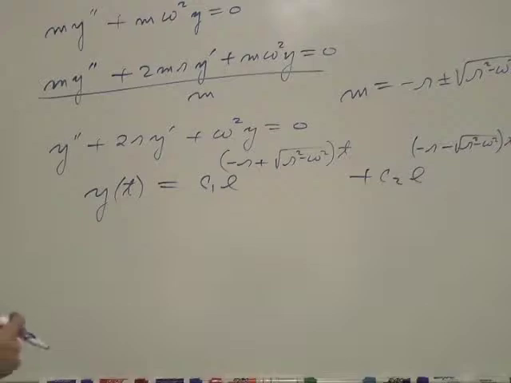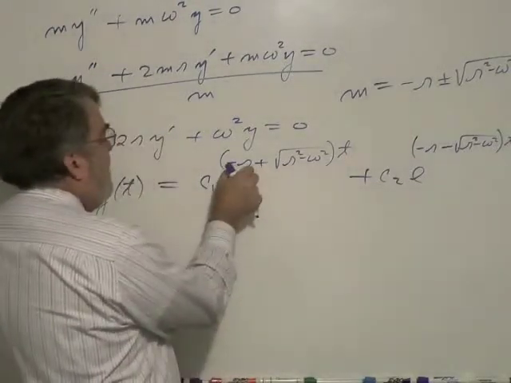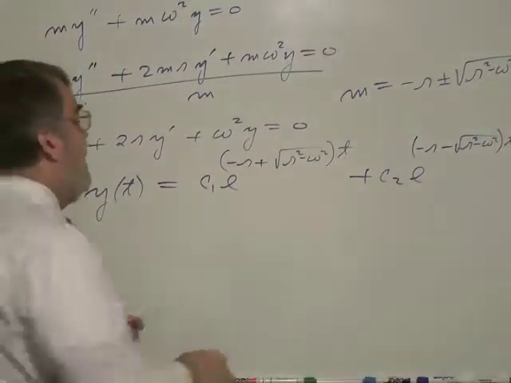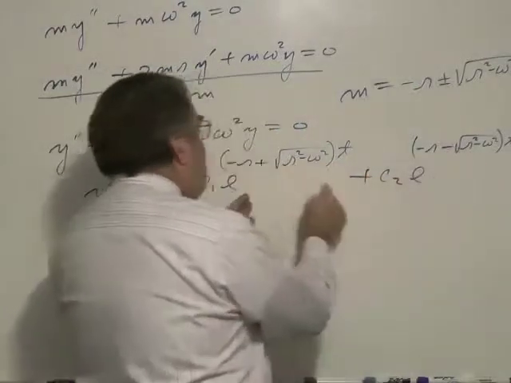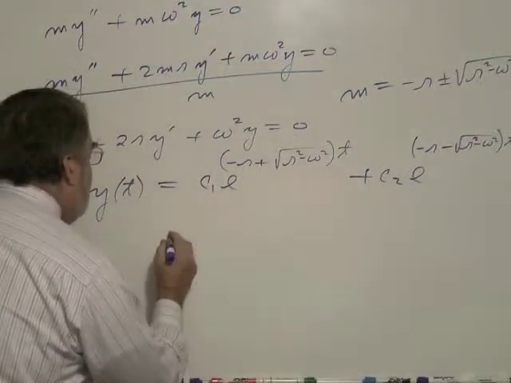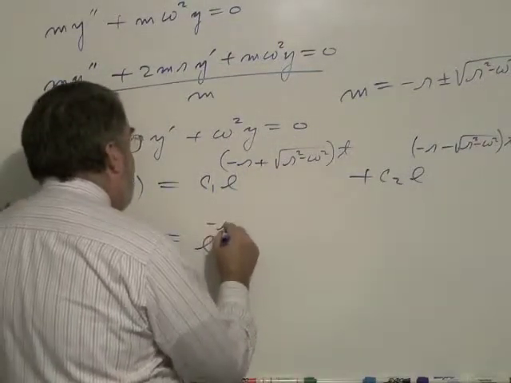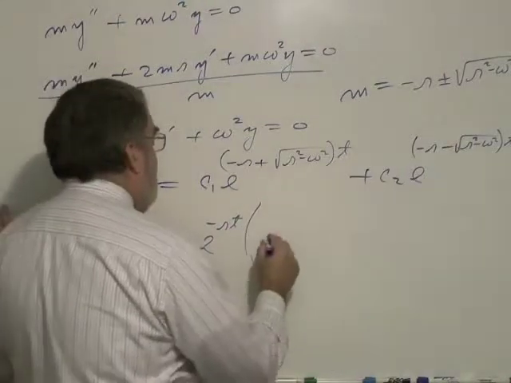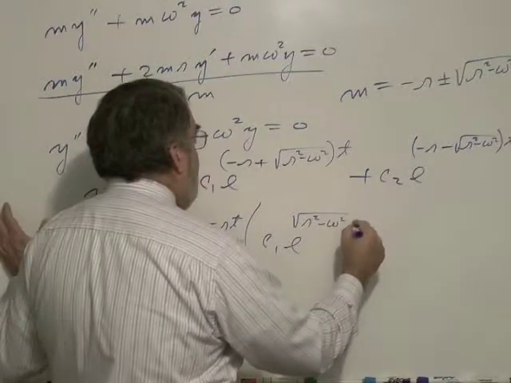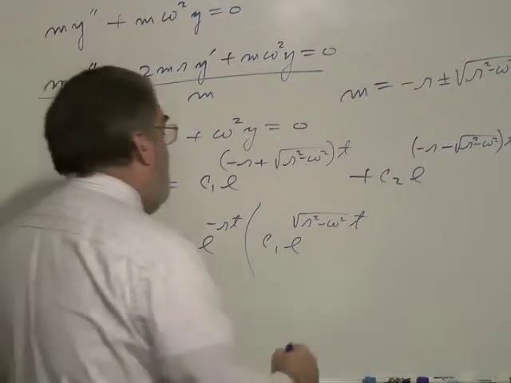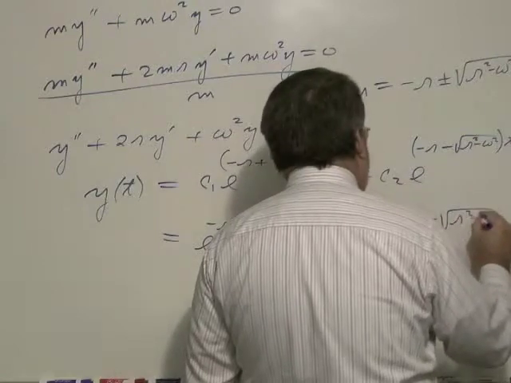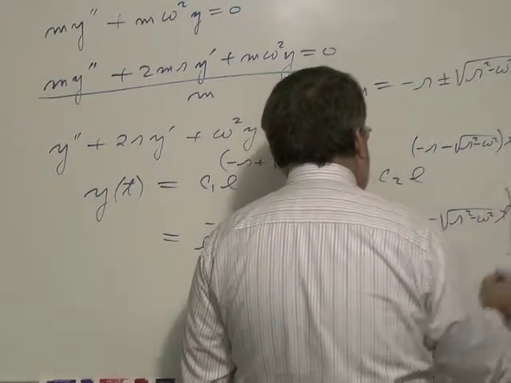Alright, now we can work with that a little bit. Each of these has an e to the minus rt in it. And so I can factor that out because, rules of exponents means I can split up this addition or subtraction into a product, and each product contains an e to the minus rt. So this is going to be e to the minus rt times c1 e to the square root r squared minus omega squared times t plus c2 times e to the negative square root r squared minus omega squared times t.